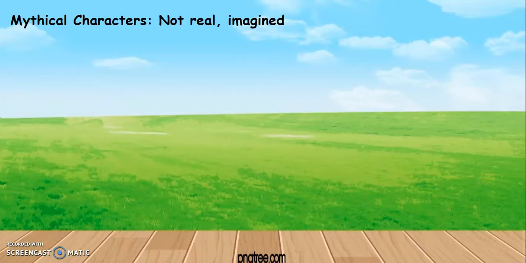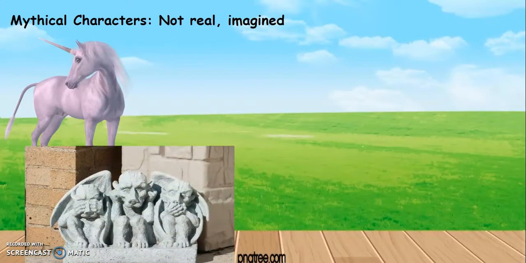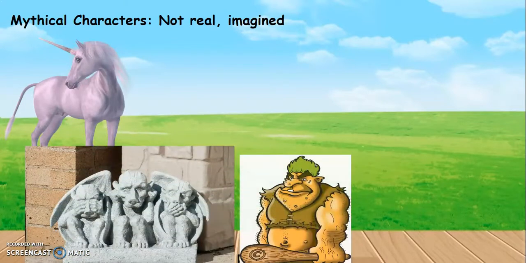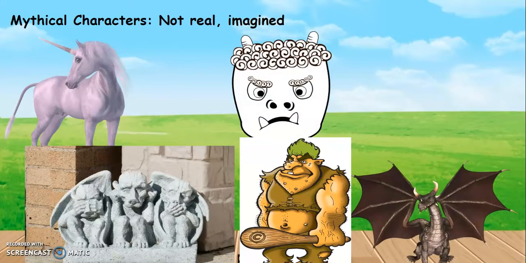Now let's go to mythical characters. Now in fairy tales, you have characters that are not real and are usually imagined, and you will often find these in traditional tales. You can have unicorns or horses that fly. There are gargoyles, trolls, dragons, ogres. Can you think of any other mythical characters that might appear in traditional tales?